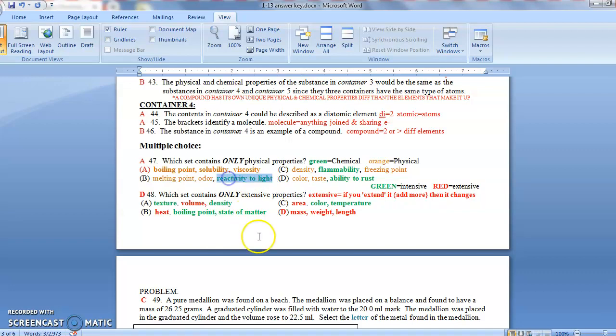Does the substance react in the presence of light? Certain compounds will decompose in the presence of light. That would be chemical, because the substance is changing when exposed to light. Density. You can measure its mass, you can measure its volume to find its density. That doesn't change what's there.